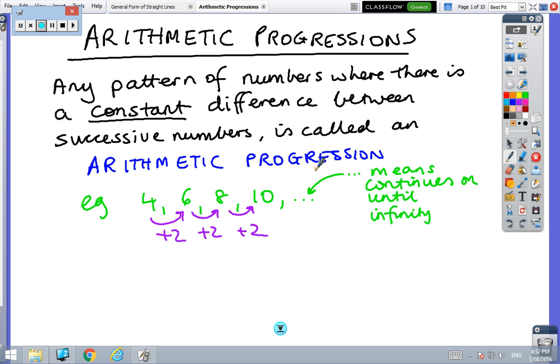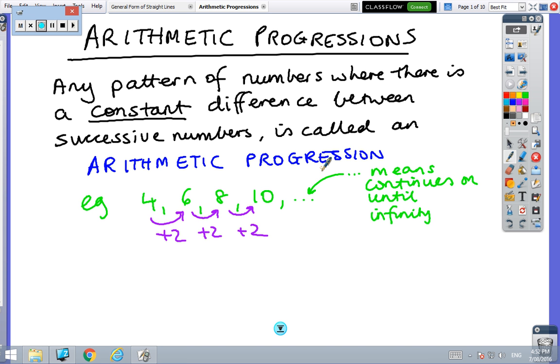Okay, so we're looking at arithmetic progressions, and we're looking for patterns. Any pattern of numbers where there is a constant difference between the successive numbers. Successive means just one after the other. This is called an arithmetic progression.